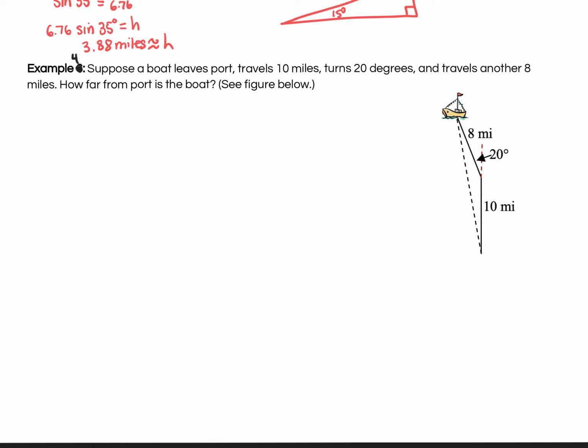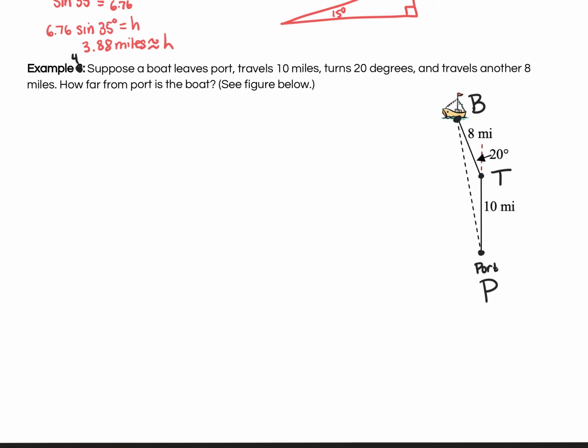All right, last example here. It's example 4. This time we have a boat leaving port. It's going to travel 10 miles, turn 20 degrees, and travel another 8 miles. How far from port is the boat? So if our port is right here, we're going to call that point P for port. Here's where the boat turned. We'll call that T. And then here's where the boat is. We'll just call that B.